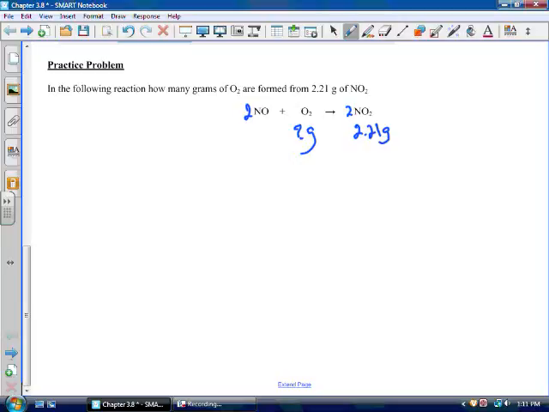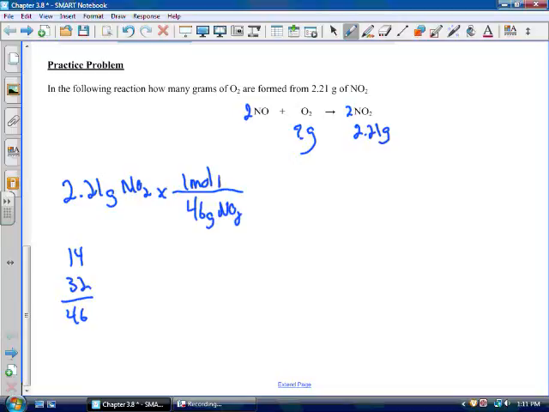Step 3, let's start with what we have. 2.21 grams of NO2. In this problem, in the diagram, we are starting in the first box. We're starting at grams given. We're going to go the whole way over to grams wanted. So we're doing all the steps at one time. First thing we do to go from grams given to moles given is we multiply by 1 mole over the molecular mass of NO2. Nitrogen is 14, plus 32 for 2 oxygens gives me 46 as the molecular mass. 46 grams of NO2 for 1 mole of NO2.